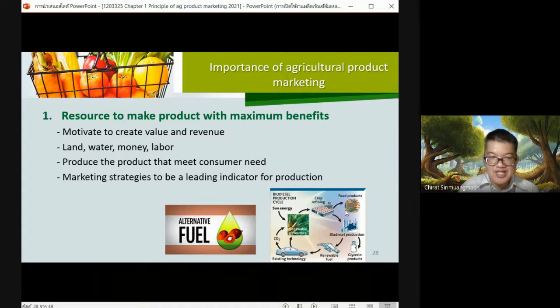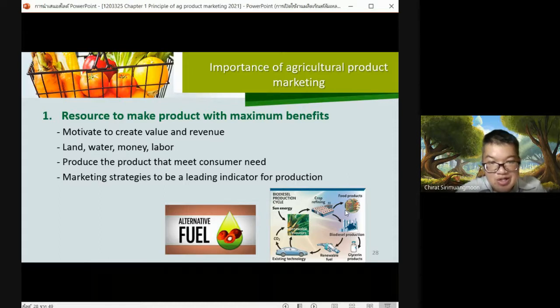They think marketing strategies should be applied to be a leading indicator of production, which means if you want to use the agricultural products, you should use them with the high capacity for making the food or making the agricultural products like here.